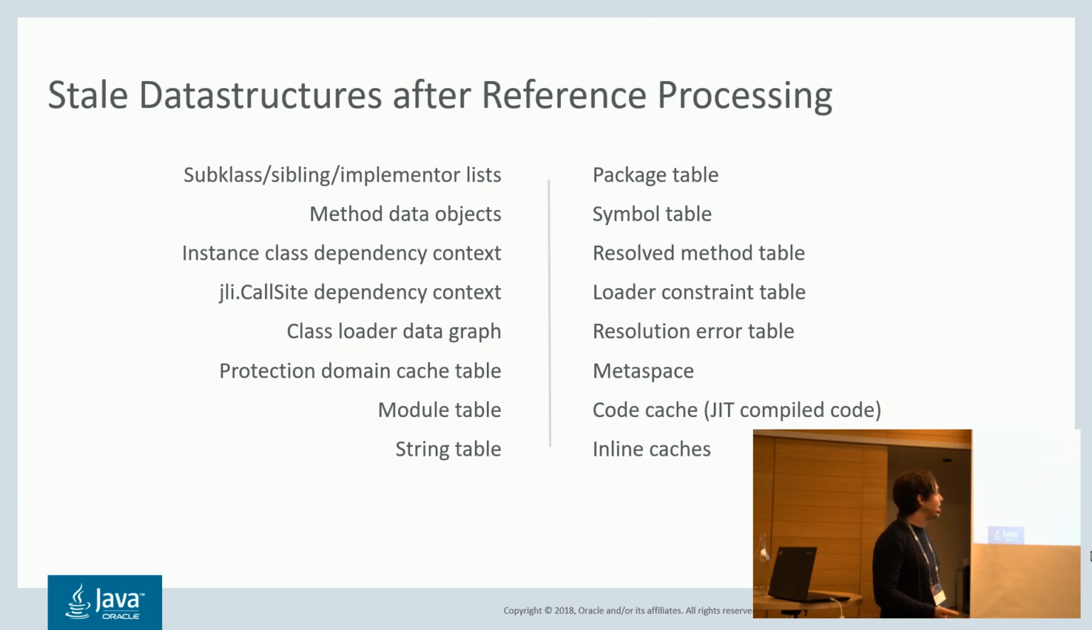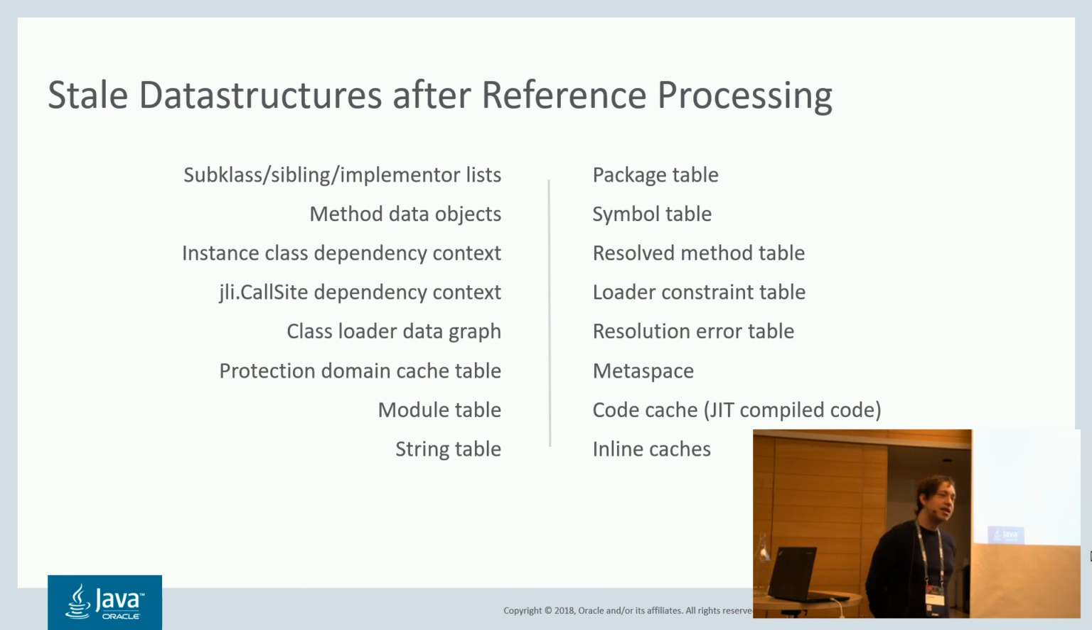The protection domain cache table, module table, string table, package table, symbol table. There's a lot of tables. They all have dead stuff now. The list of tables just goes on. And eventually we also have metaspace, which is kind of important, where we have a bunch of classes, methods, etc. that all need to get nuked.